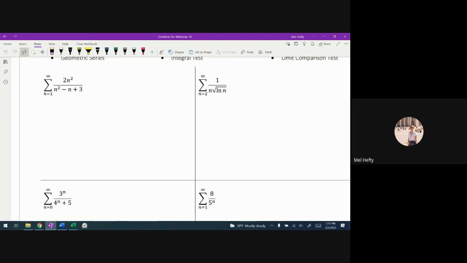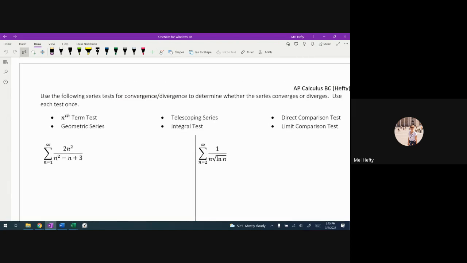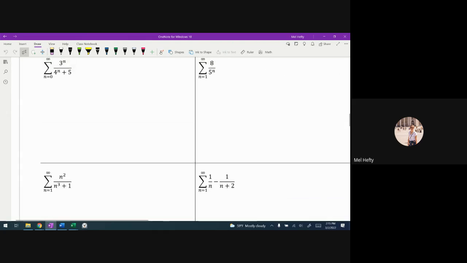Yeah, right there. 2 over 1. That's not 0. So I'd look for that one first. Then other tests that I don't like very much, direct comparison, because it only works some of the time. I'd be looking for ones that kind of look like another series that we've done.